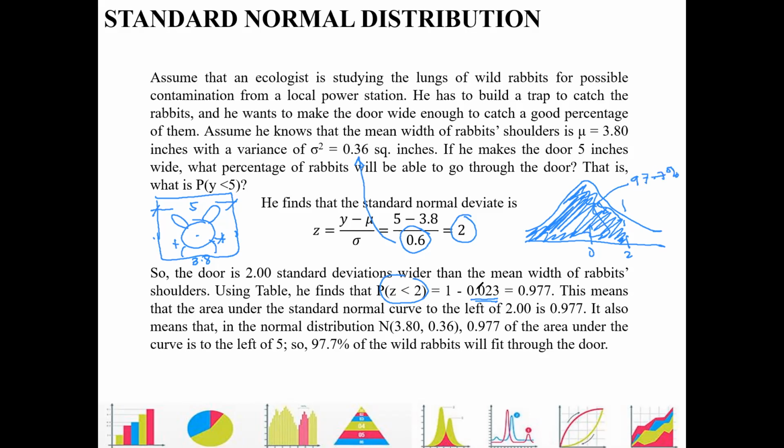And what does that mean? This means that the area under the standard normal curve to the left of 2.0 is 0.977.